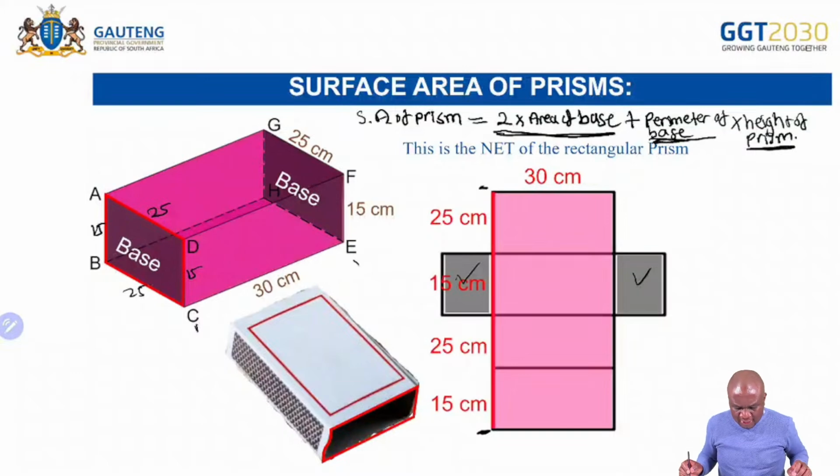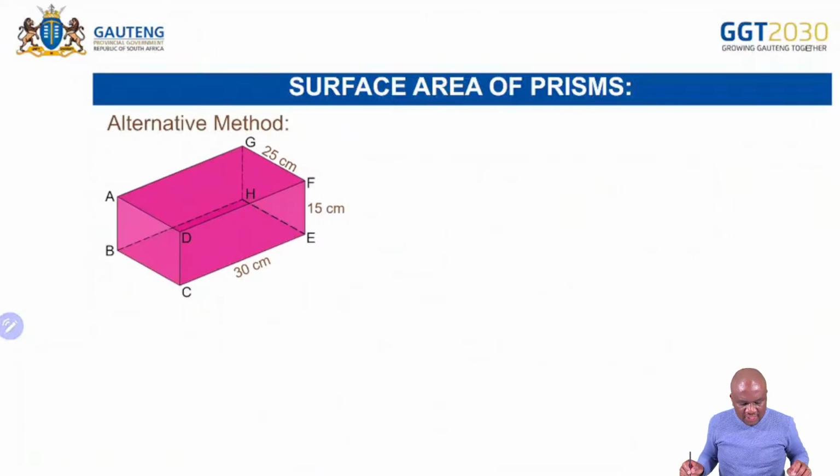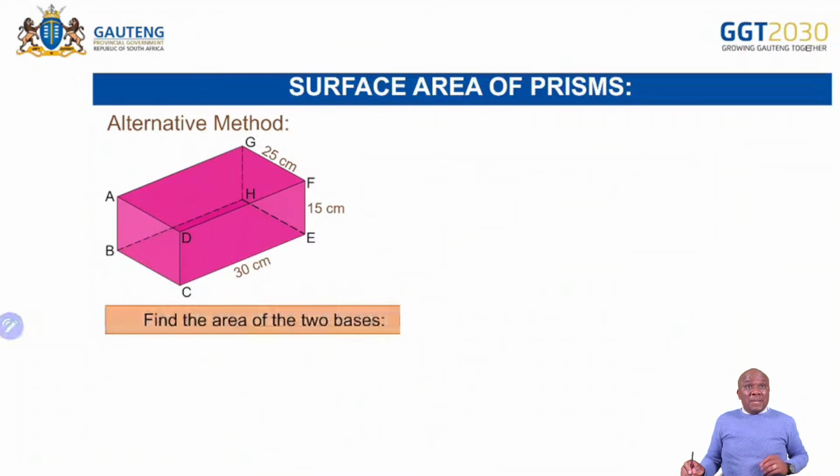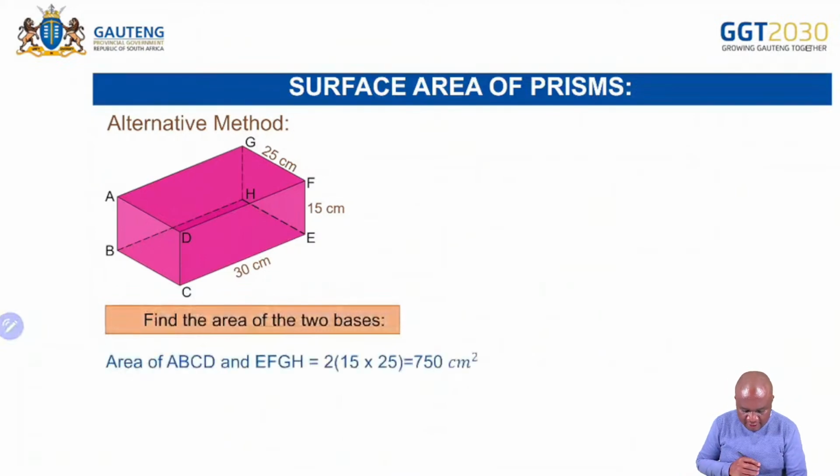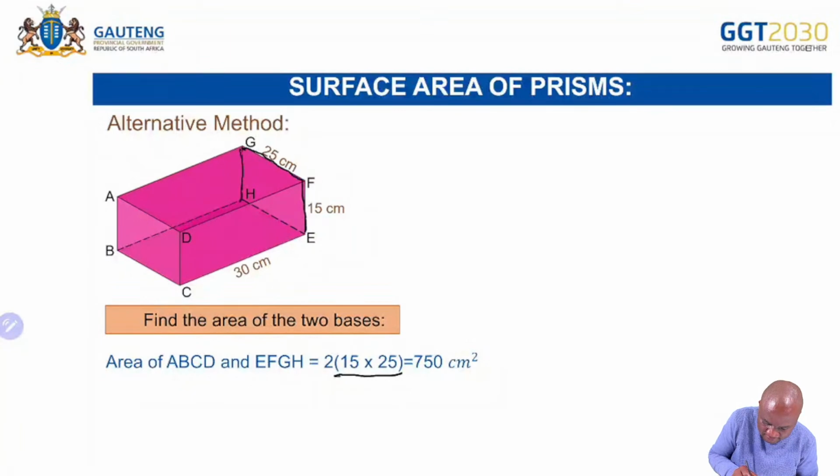Remember this formula. So what we do, we find the area of the two bases, which are ABCD and GHEF. So we say 2 times 15 times 25, because this area is 15 times 25, okay? I'll give you time to write notes, maybe 2 minutes, because I think I've been moving fast here. And then that's the area of the two bases.